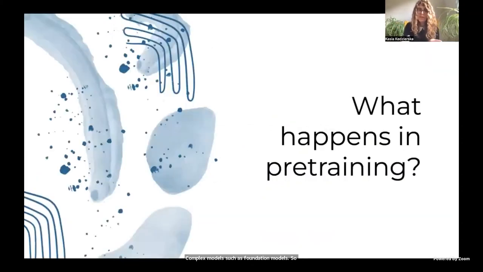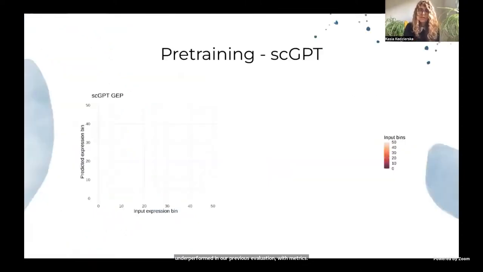So we saw that the foundation models that we evaluated underperformed in our previous evaluation metrics, and we wanted to see what happens in the pre-training. So first, we're going to look at scGPT. And as I mentioned earlier, scGPT has 2 training objectives: gene expression prediction, when the masked gene expression is predicted from unmasked genes, and cell embedding. And we're going to look at the input expression bin and predicted expression bin.